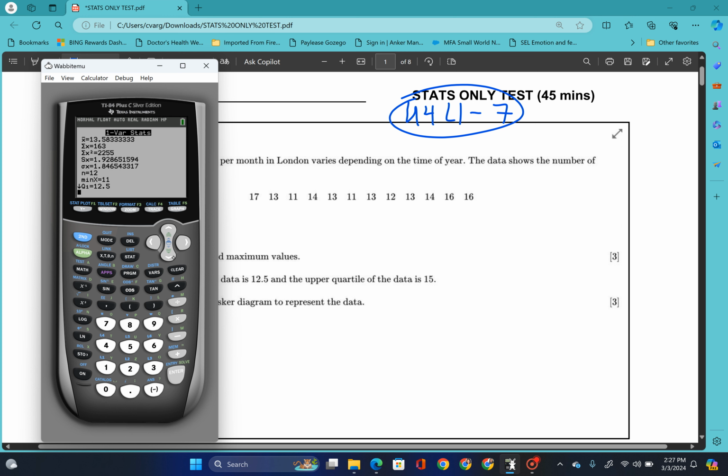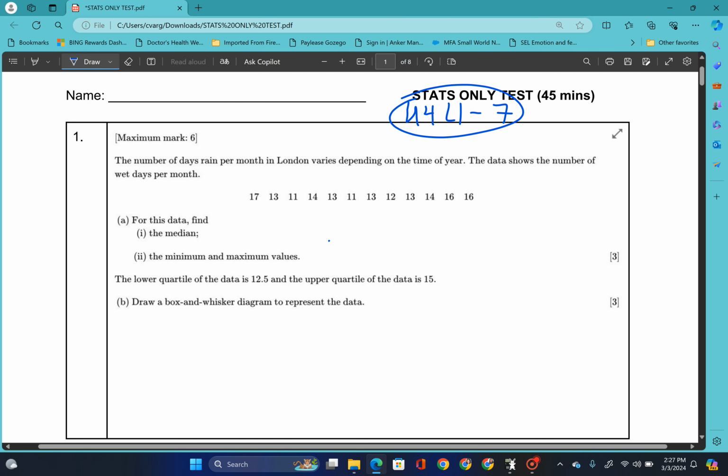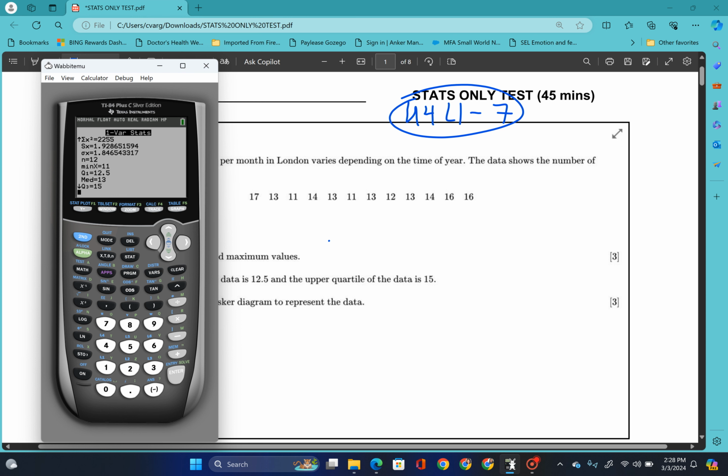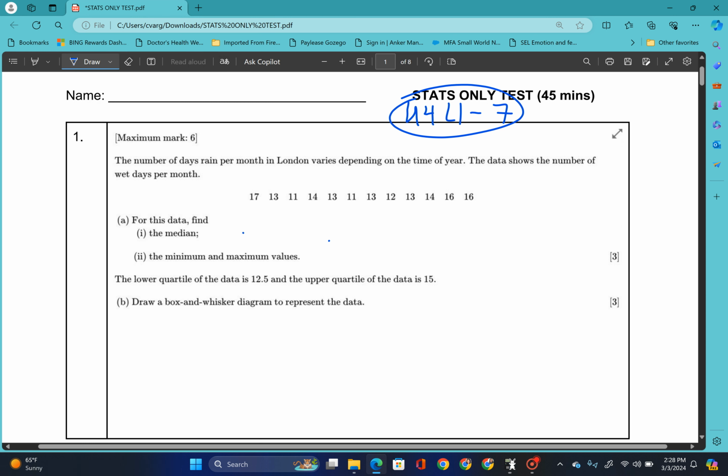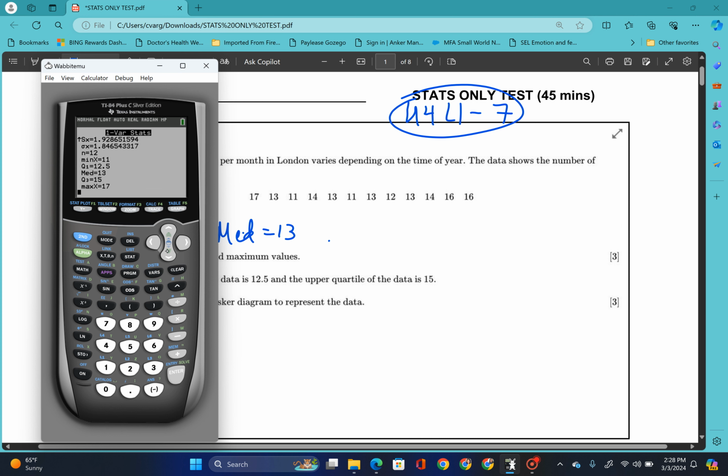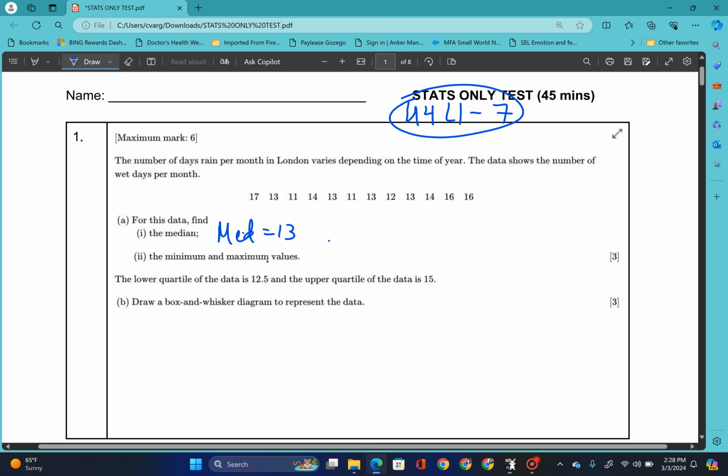So if we take a look, the first thing that it is asking us for is the median. So let's look over here. Our median, MED, is 13. So we literally just write the median is equal to 13. Then it says the min and the max values. That's also given to us in our calculator. So our min value is 11 and our max value is 17.